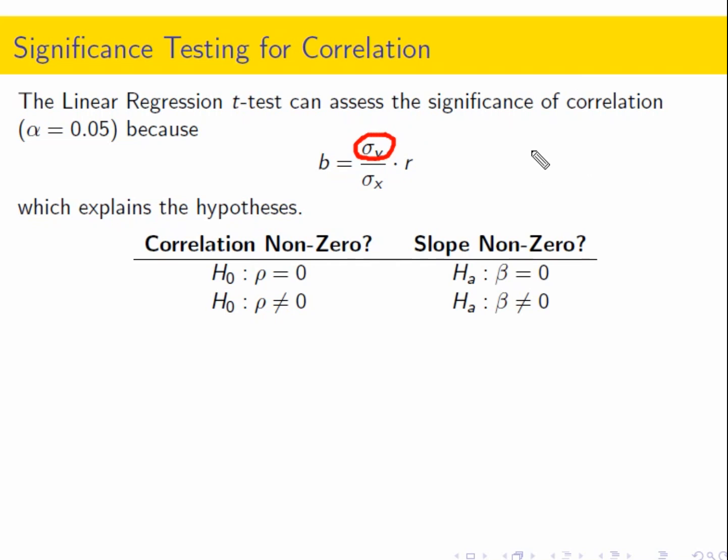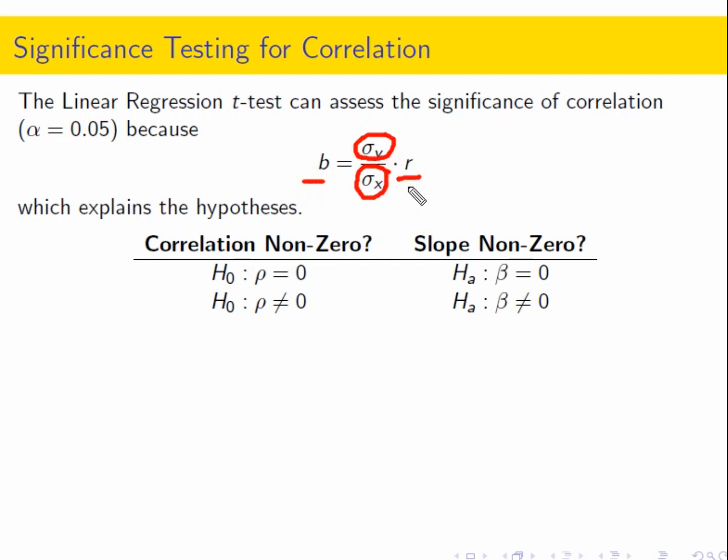And as long as we don't have, let me think about this. Standard deviation could be 0 if there was no deviation. Yeah, if we had a trivial data set like 7, 7, 7, and 7, there wouldn't be any standard deviation. So yes, if there's any kind of reasonable data set, then these standard deviations will both be positive. So that means that the sign of the correlation has to match the sign of the slope.